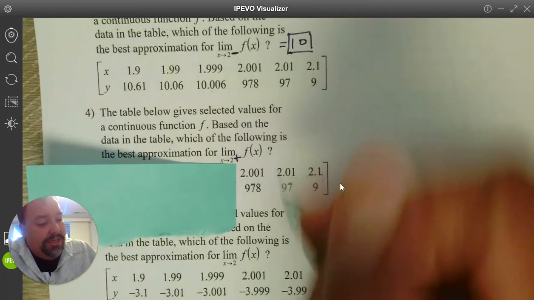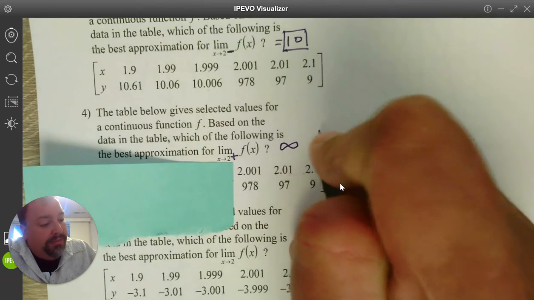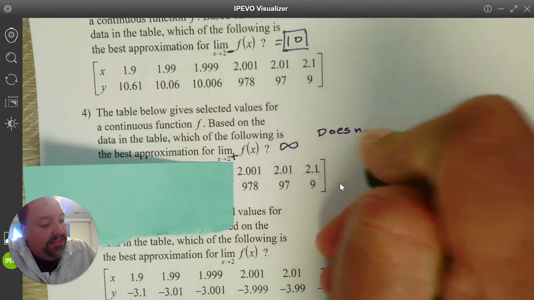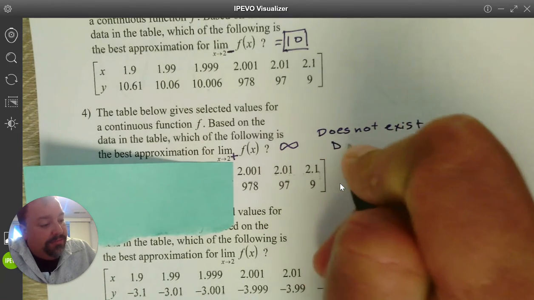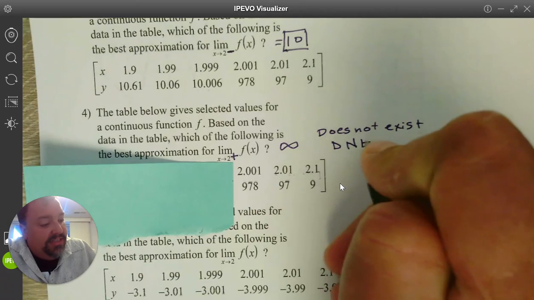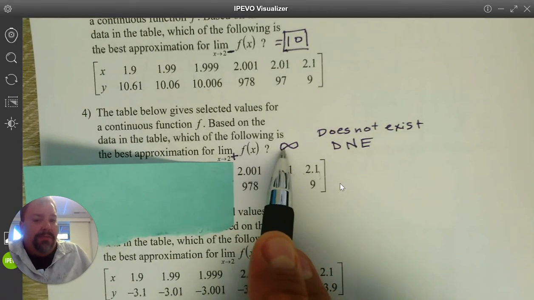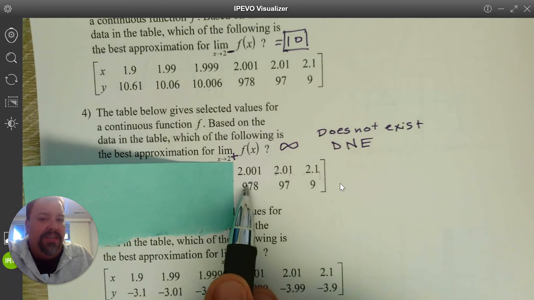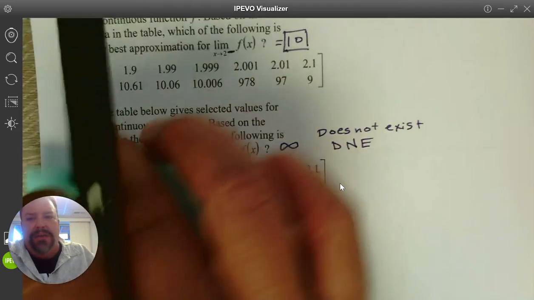So it looks like it's unbounded. We can write either infinity, or we can write the phrase does not exist. Does not exist sometimes is abbreviated DNE. So either one, I like infinity, prefer that because that gives us more information telling us it's just going to keep going up and up and up. But either one would be correct.